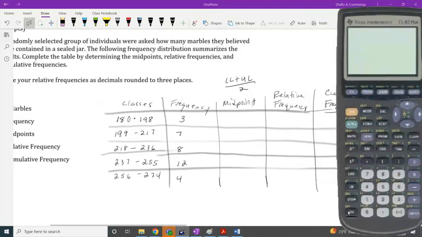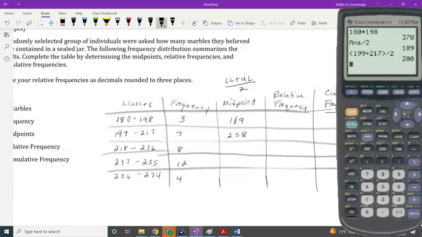So the first midpoint would be 180 plus 198. I'm going to hit enter. I want to simplify the top. Divide by 2, and we have a midpoint of 189. Now I can also do that for the next class, 199. I'll do it all in one step here, using a set of parentheses: 199 plus 217, divided by 2, and I get 208.